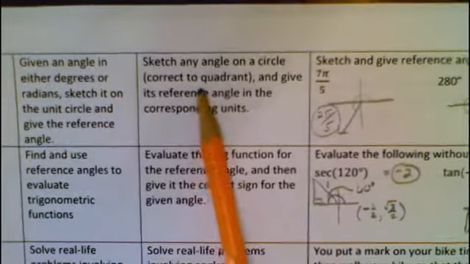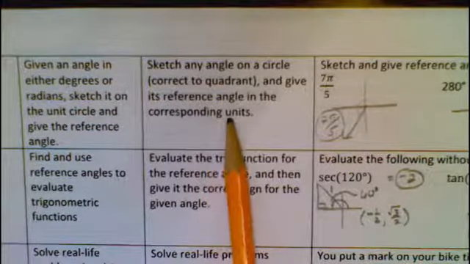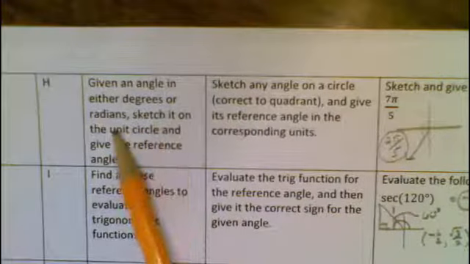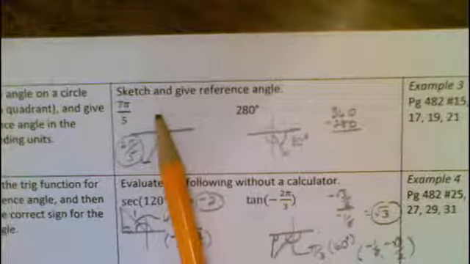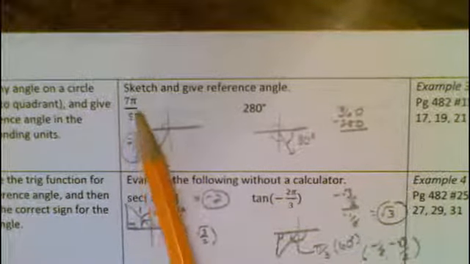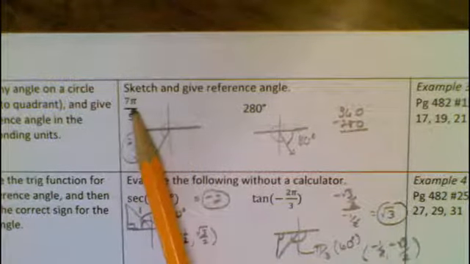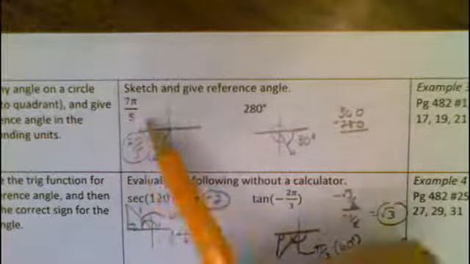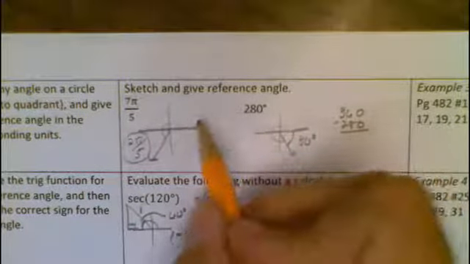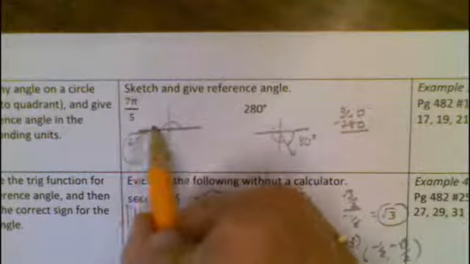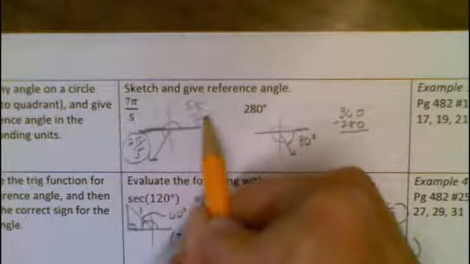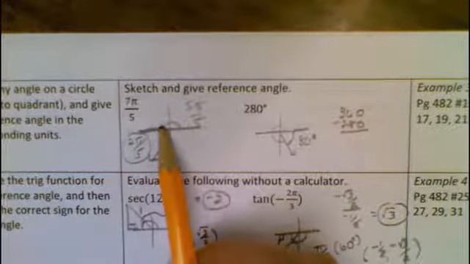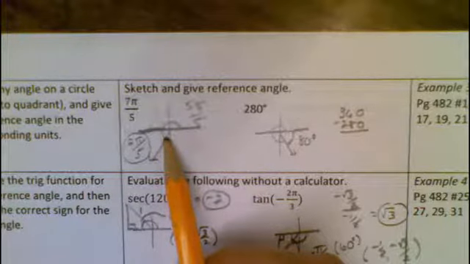If you look at H, H says to be able to sketch an angle in the correct quadrant and its reference angle if it's given in degrees or radians. And radians probably is the new piece to this, so make sure you know how to sketch it in radians. If you're asked to sketch 7 pi over 5, you can either convert that to degrees, or I think it's easier to think of it in radians. If I go to here, that's pi. Pi is 5/5 pi, and 5 over 5 is 1. So I know I go 5/5 to get to here. I have to go 2 more fifths of a pi to get to there.